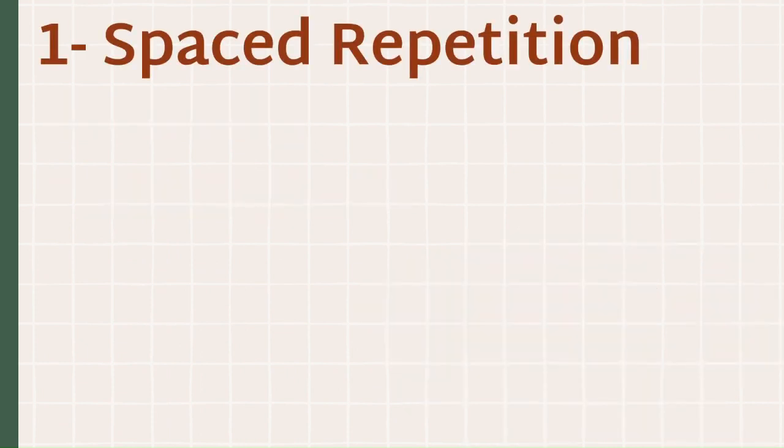Spaced repetition means you review the information for the first time. The second time you review the information should be the next day. And after you review this information, you want to review it after 3 or 4 days. You need to make the gaps longer.